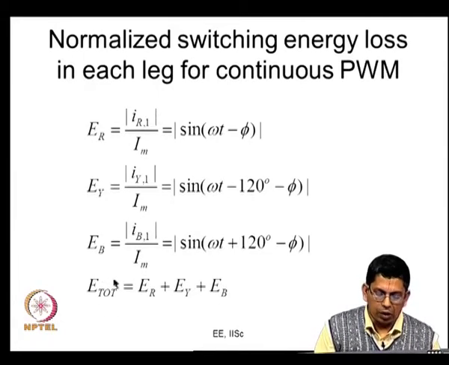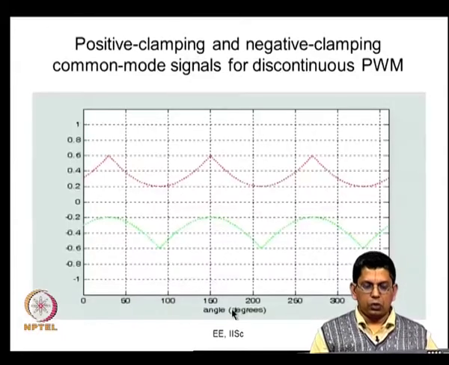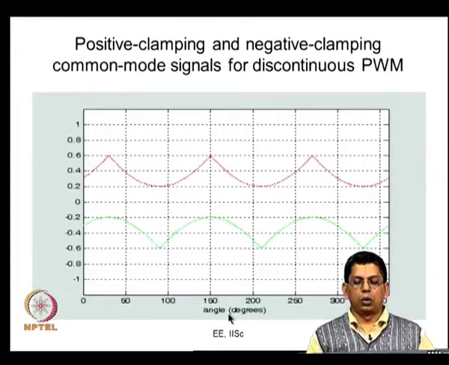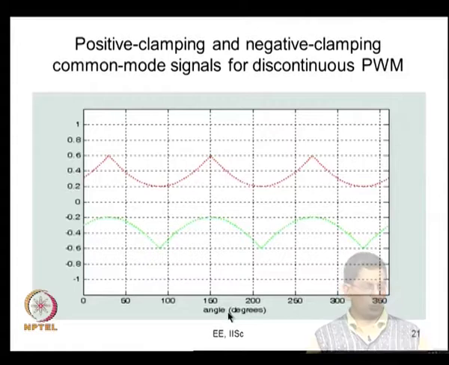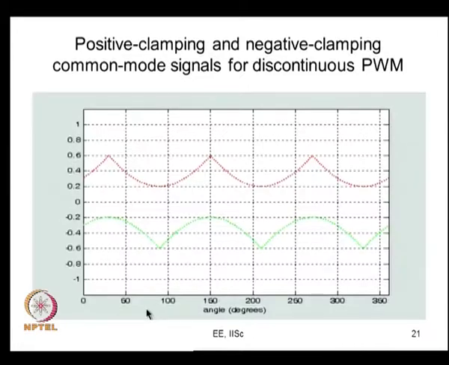So, you can add up all the 3 as ER, EY and EB. Why were we adding up here? Because all the 3 phases switch in a continuous PWM. Therefore, a certain amount of energy is lost in all the 3, so the total amount of energy lost is the sum of all the 3. Whereas, if we go to discontinuous PWM, maybe R won't switch or Y won't switch or B won't switch in a particular carrier cycle. So, it may be ER plus EY or EY plus EB or EB plus ER. Let us look at it now.